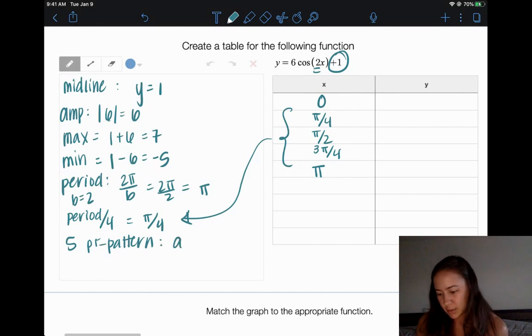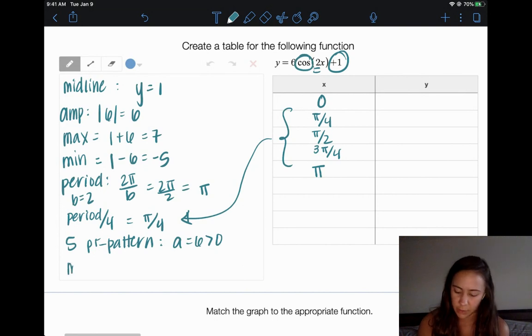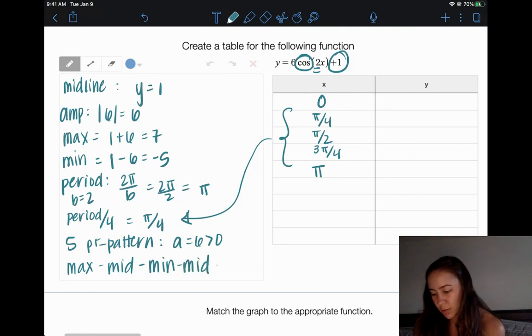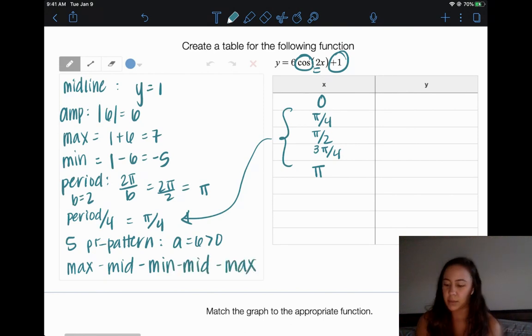So a is equal to 6, which again is greater than 0, but in this case it is a cosine graph. So since it's a cosine graph, we start at our max, then go to our midline. So we're always starting at our max or our minimum first, and that's how you know it's going to be a cosine graph. And then to your minimum, to your midline.